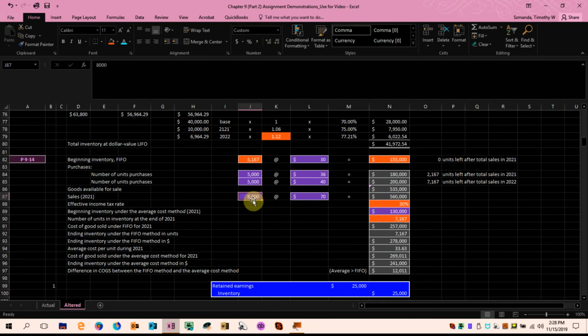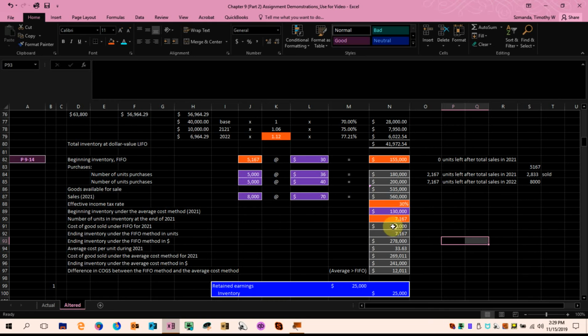I will have sold 8,000 units, 5,167 at 30, and then the other 2,833 units will be costed at $36. And again, I got that value by taking 8,000 and then subtracting my number of units from beginning inventory, and that gives me 2,833. So these are the numbers sold. And that'll supplement the 5,167 I sold from beginning inventory, and I'll add those two up, and that should give me then the 8,000 units sold, and we're good. So now I've costed my sales under the FIFO method.